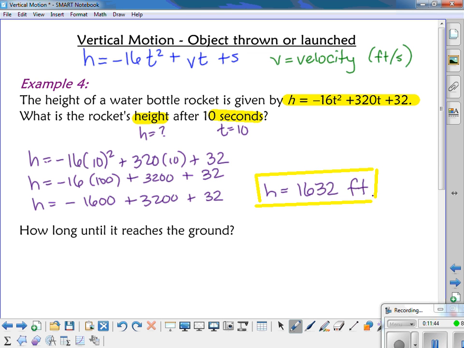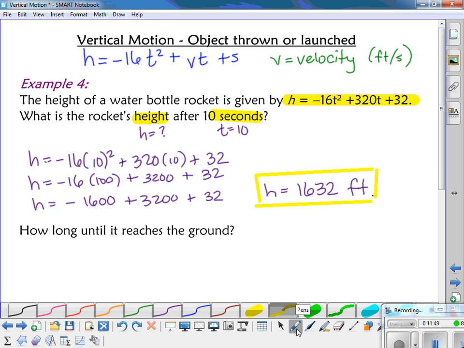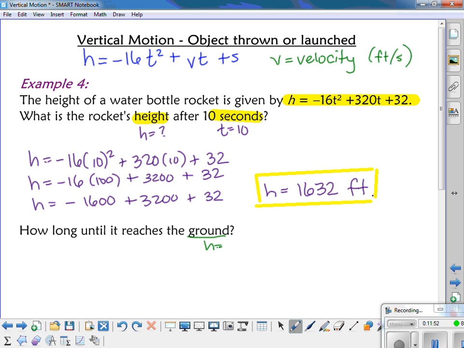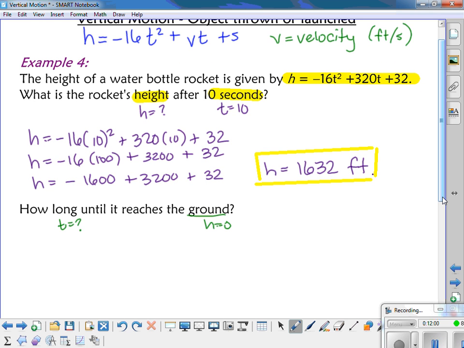All right, so then I want to know how long till it reaches the ground. So now what is h going to be? That means h equals 0, and the time is what I'm trying to find. So I use the same formula. For h, I put in 0, negative 16t squared plus 320t plus 32. So now it's a quadratic equation that I have to solve. So I'm either going to factor it, or I'm going to have to use the quadratic formula or completing the square.